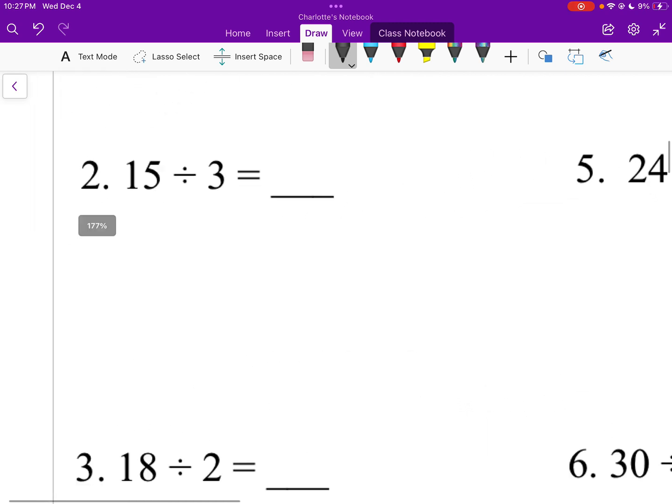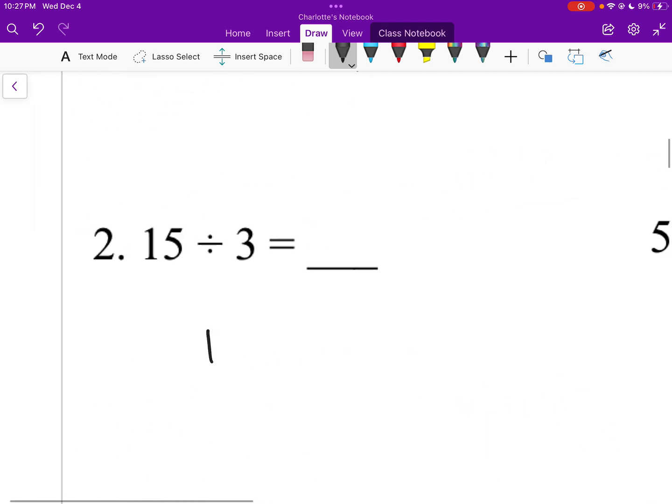For number 2, we have 15 divided by 3. So let's do it. 15, divisor is 3. So 3 times a number equals 15. So 3 times 5 is 15. 15 and we subtract, 0. So the answer is 5.